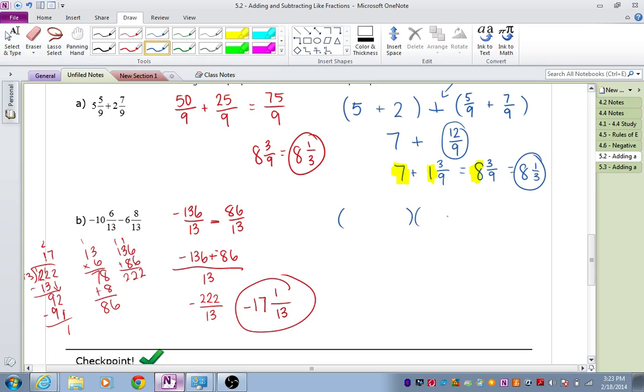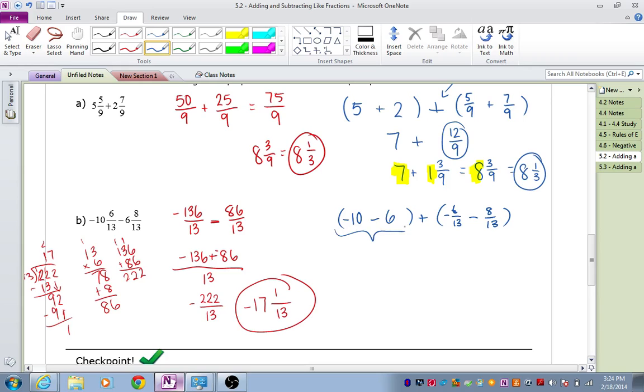Okay, I'm going to create my parentheses. Oops, need to put a plus in the middle. Always a plus. So now, when I split up my negative 10 and 6/13, I need to remember that this negative applies to both the whole number and the fraction. So it's going to be negative 10, but I'm also going to write negative 6/13. Okay, we're subtracting. So subtract 6 on this side, and then we're going to subtract 8/13 on the other side.